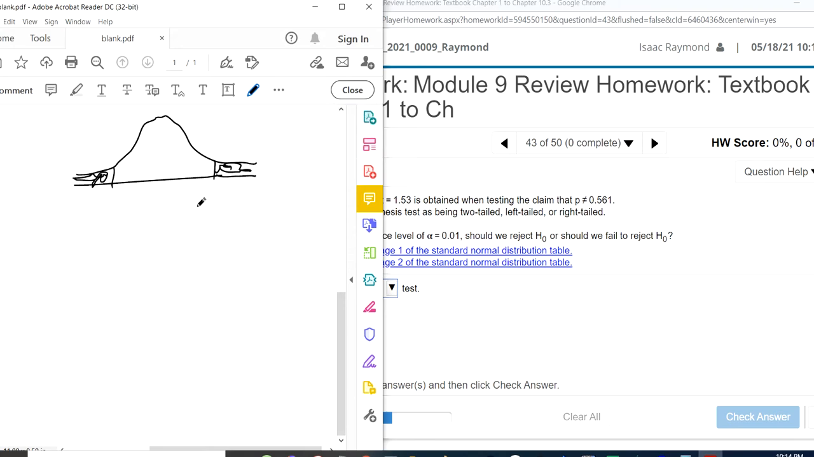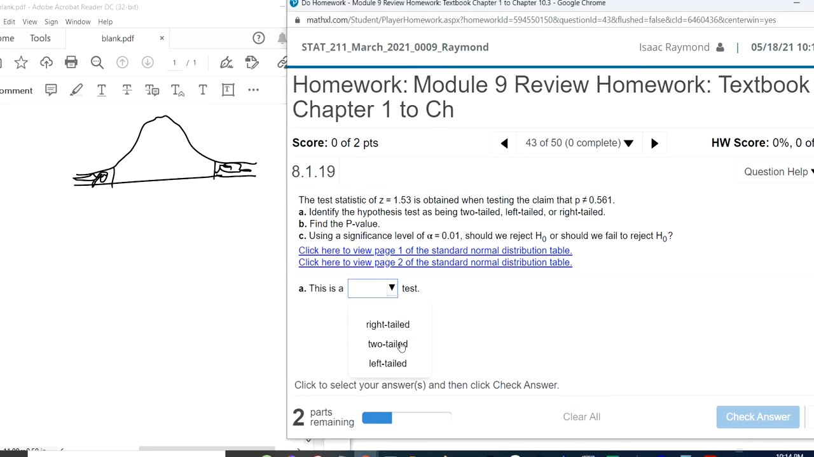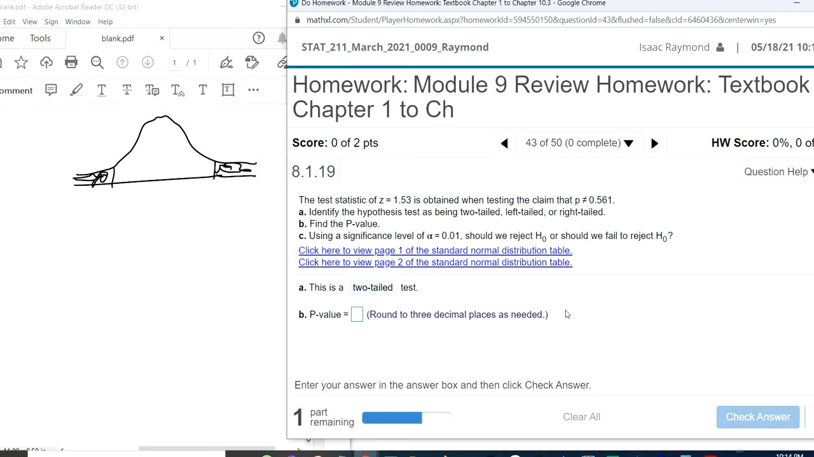And so we're going to reject the null hypothesis and claim favor for this alternative hypothesis, the one they're testing, if our test statistic z lands in either one of those areas. So that's the main idea of what's going on here. So we call this a two-tailed test because p does not equal 0.561. That does not equal, too simple, is the key idea there.